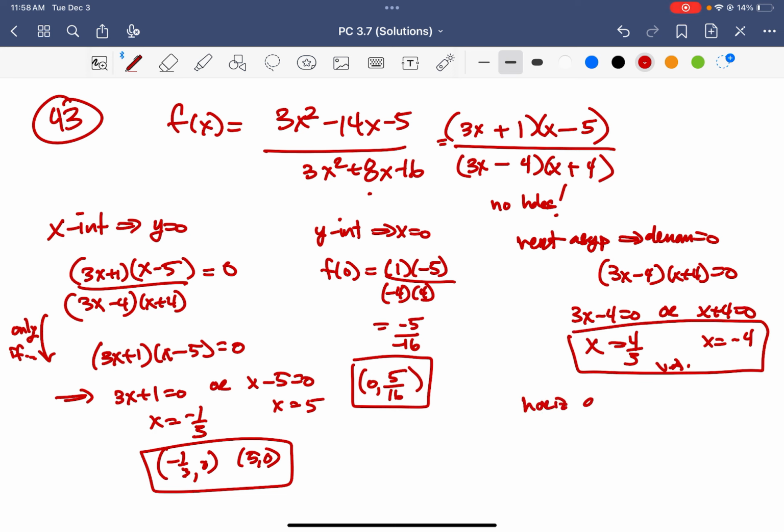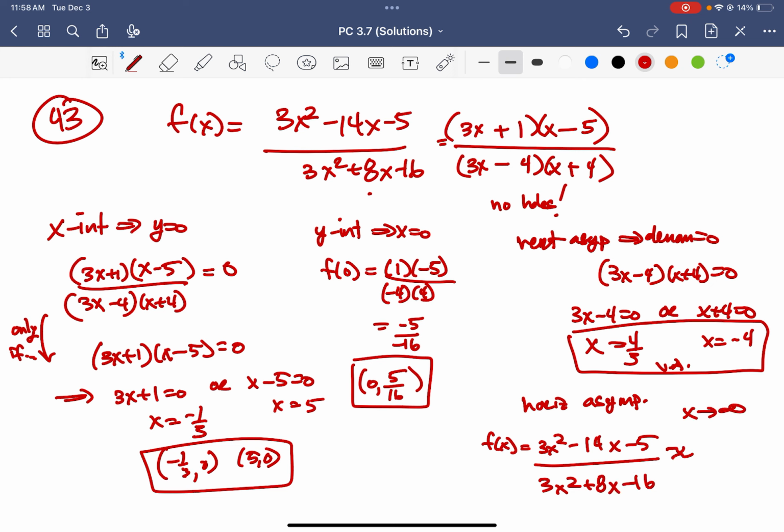But then for my horizontal asymptotes, I look at my function, f of x, which is 3x squared minus 14x minus 5 over 3x squared plus 8x minus 16. As x gets really big, this thing wants to be 3x squared over 3x squared, which is 1. So y equals 1 is our horizontal asymptote.